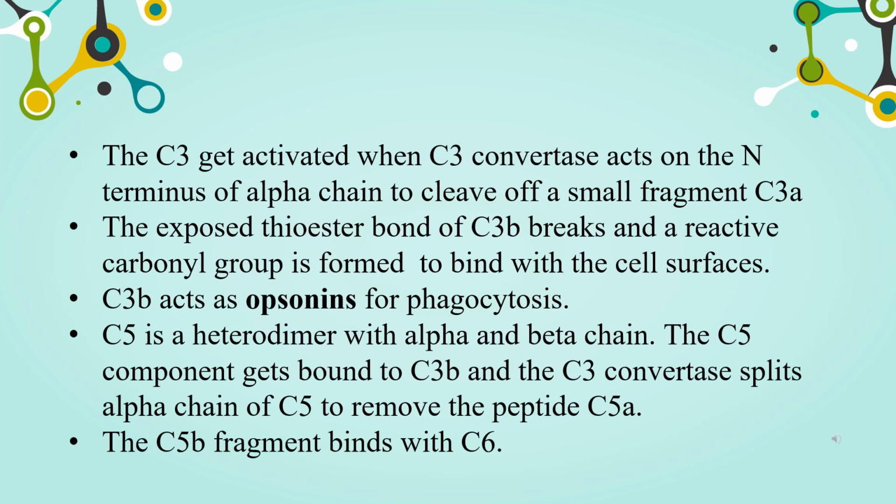C5 is a heterodimer with alpha and beta chains. The C5 component gets bound to C3b and the C3 convertase splits the alpha chain of C5 to remove the peptide C5a. The C5b fragment binds with C6.